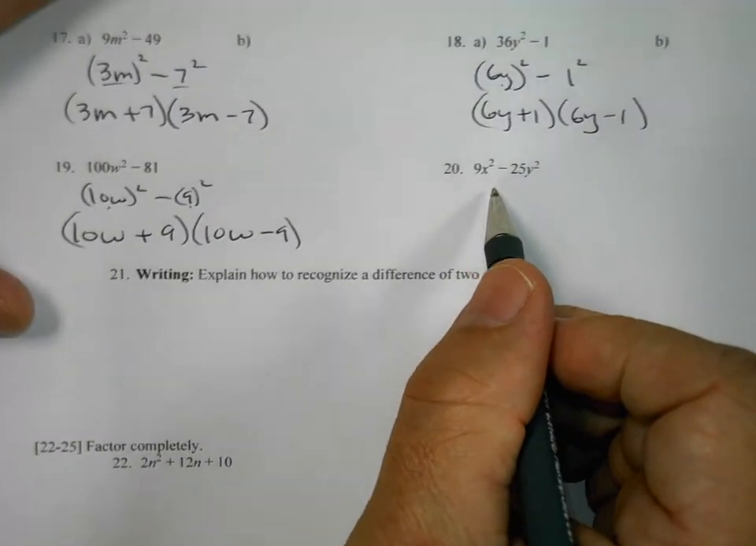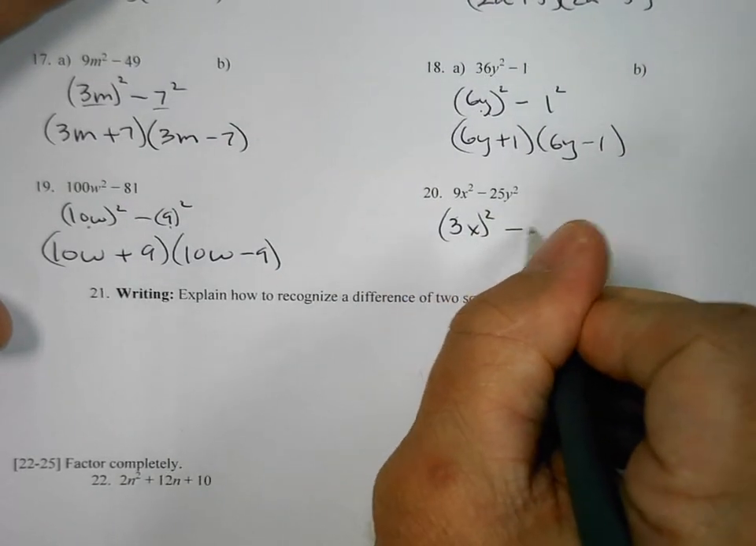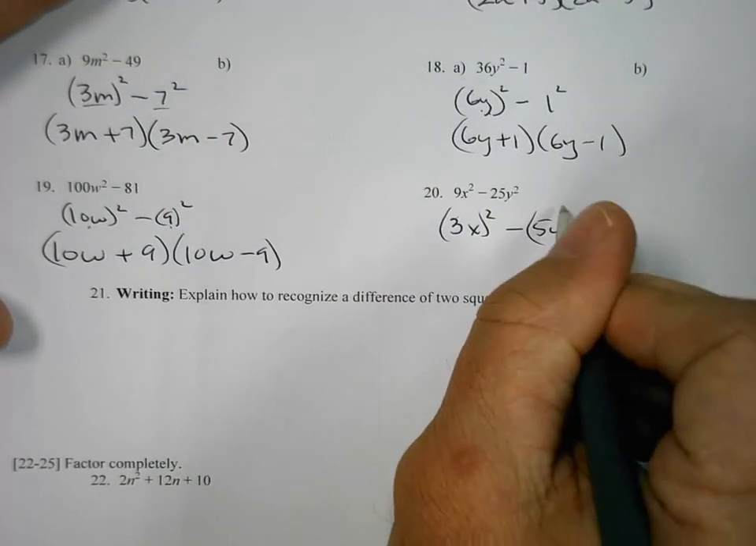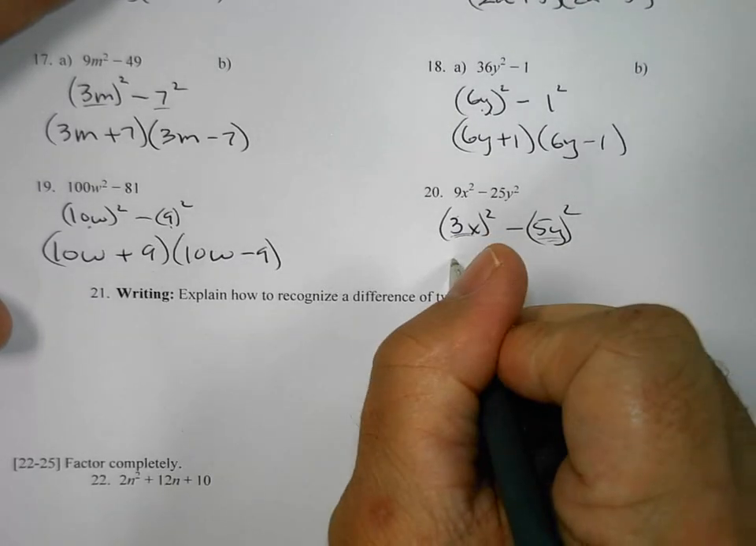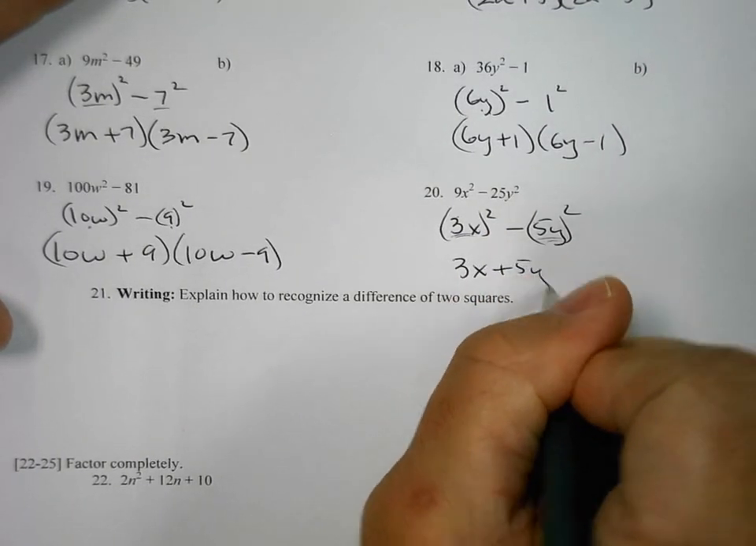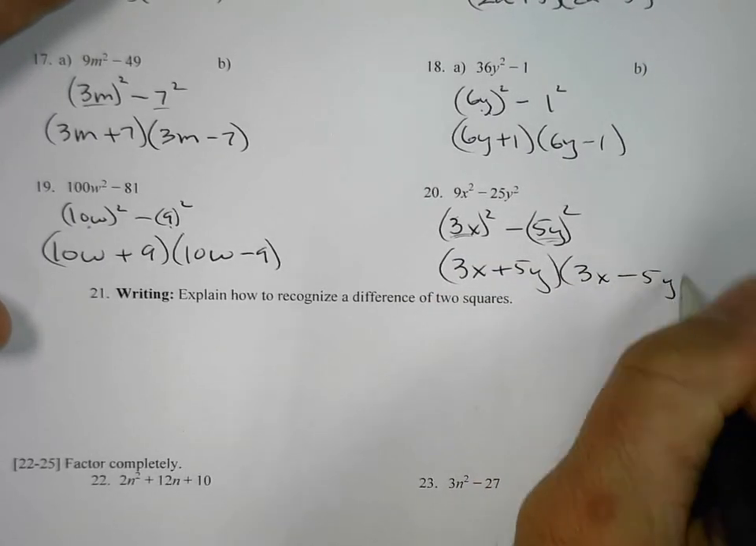All right, this one's pretty tricky, but I can rewrite this as 3x squared minus 5y squared. A plus b times a minus b, or 3x plus 5y times 3x minus 5y.